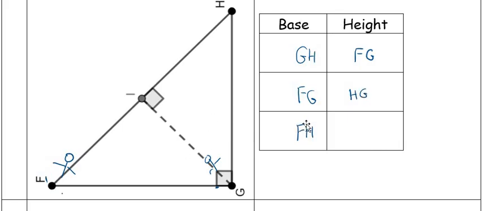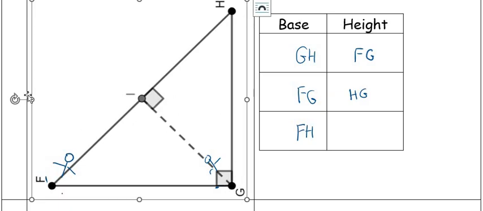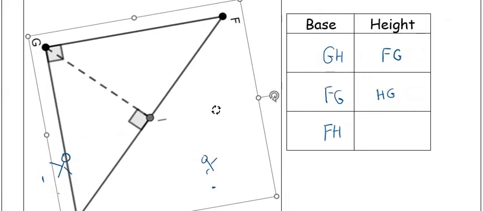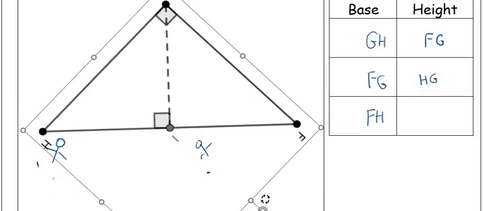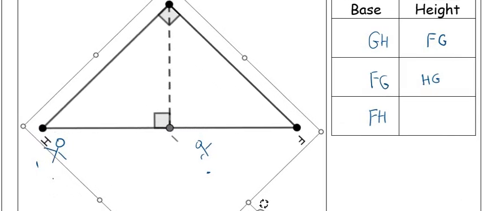And then you can see this one also, FH is the base. How do I do this one? You can do it like this. You can turn your paper. Since I use a computer, I need to turn my image. So I turn it and make the base a horizontal line. Yeah, FH.